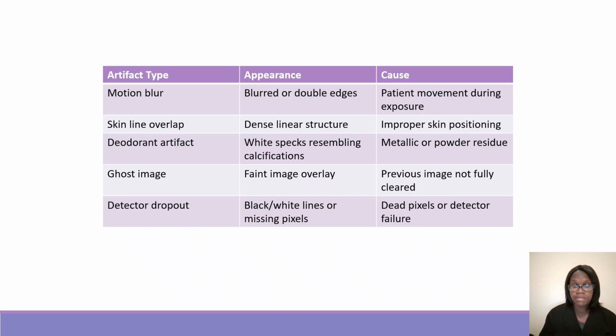You have your ghost image, which appears as a faint image overlay. This is caused by a previous image not fully cleared. And then you have your detector dropout, which will appear as black or white lines or missing pixels. It's caused by dead pixels or detector failure.